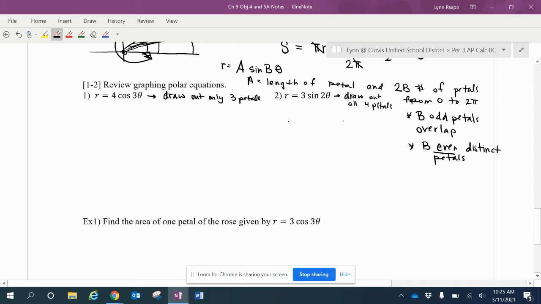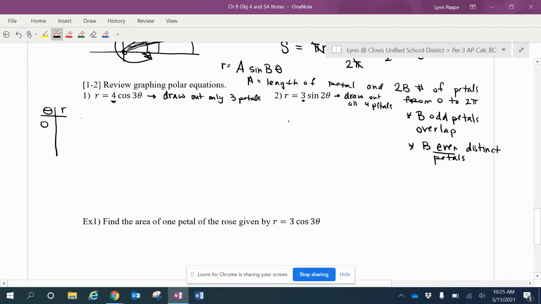Okay. All right. So, and then each petal length. So this first one, they would be 4 long, and then this one would be 3 long. So lots of different ways to attack this problem, but typically I would just plot a couple of points from the quadrantals. So I would find theta and r. So I'm going to just do a couple of quadrantals.